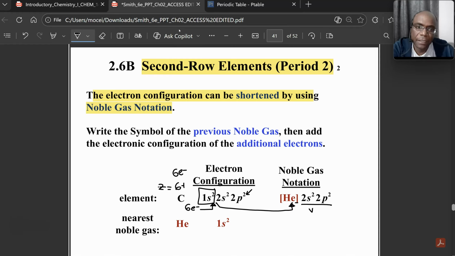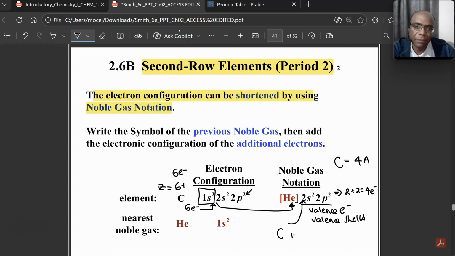These electrons on the outside are called valence electrons, and they are living in valence shells. Now look at how many valence electrons you have. 2 plus 2 is not 22. Come on, it's 4 electrons. So I expect carbon to be in main group 4A. Now since the outermost shell is 2, I expect carbon to be in the second row of the periodic table. Let's confirm that. It should be in the 4A column and in the second row because the outermost shell is 2.